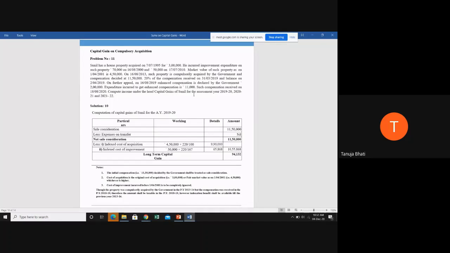Which assessment year are you going to tax the initial compensation? Is it the assessment year in which you're receiving the compensation, or the assessment year in which the government is acquiring the property? Initial year, ma'am. Correct. In the year in which the initial compensation is being received. Now, what is the meaning of enhanced compensation?